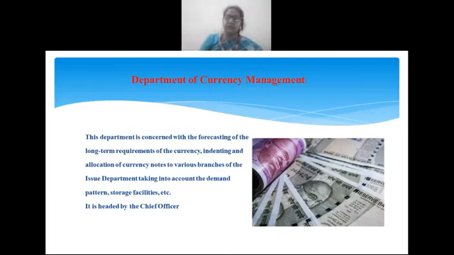Now, the ratio of keeping the gold and foreign reserves in the treasury, and according to that proportion the currencies are put out, then only our economic condition will be stable. So the reserves of the gold and foreign exchange reserves should be maintained properly. According to that, the currency is managed. This department is headed by the chief officer.